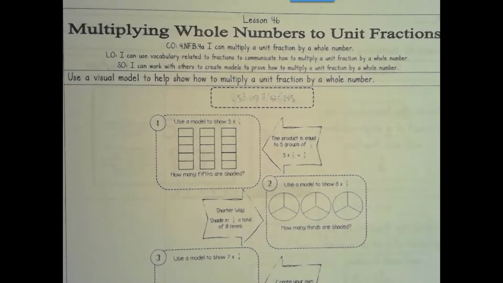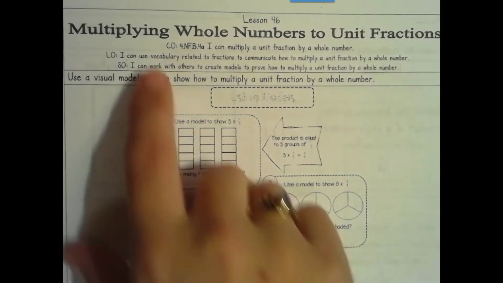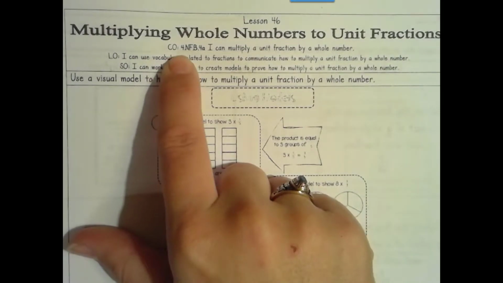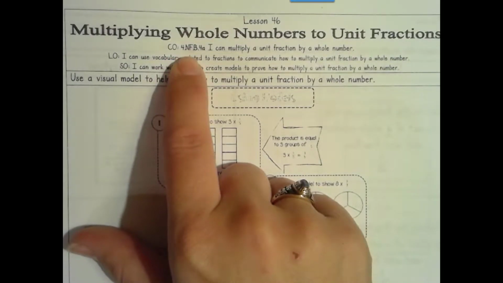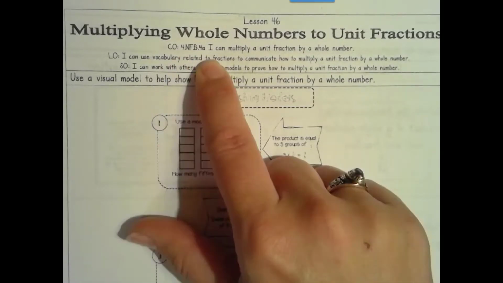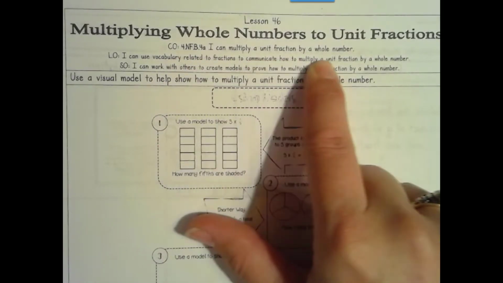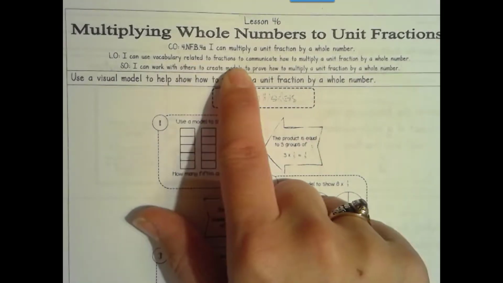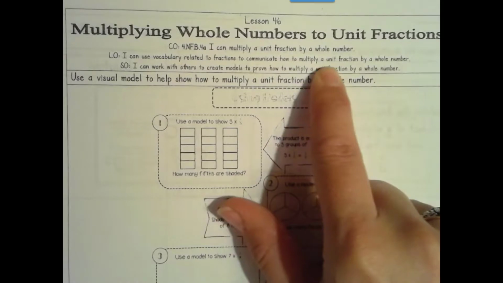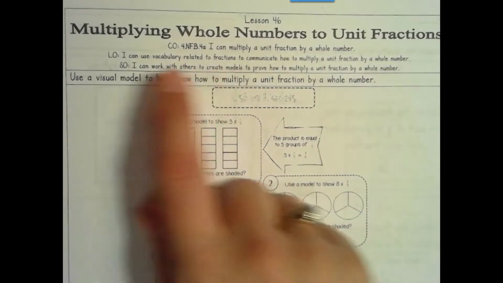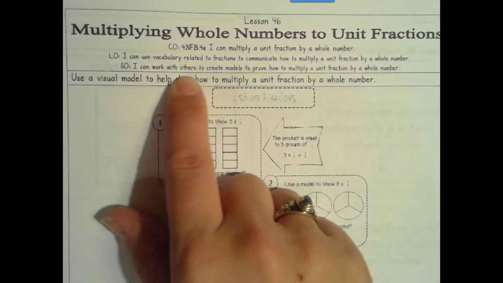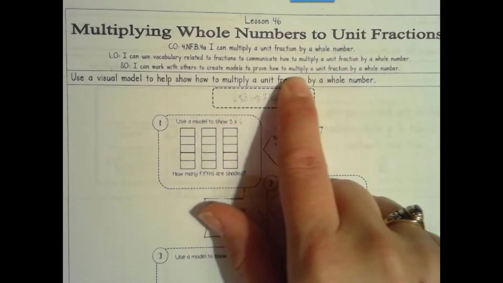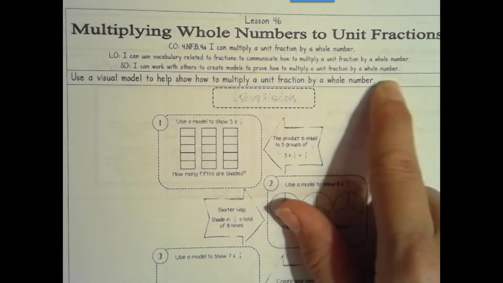Alright, so here, lesson 46, our content objective for 4th grade NF, numbers and operations fractions, B.4a. I can multiply a unit fraction by a whole number. Language objective, I can use vocabulary related to fractions to communicate how to multiply a unit fraction by a whole number. Social objective, I can work with others to create models to prove how to multiply a unit fraction by a whole number.